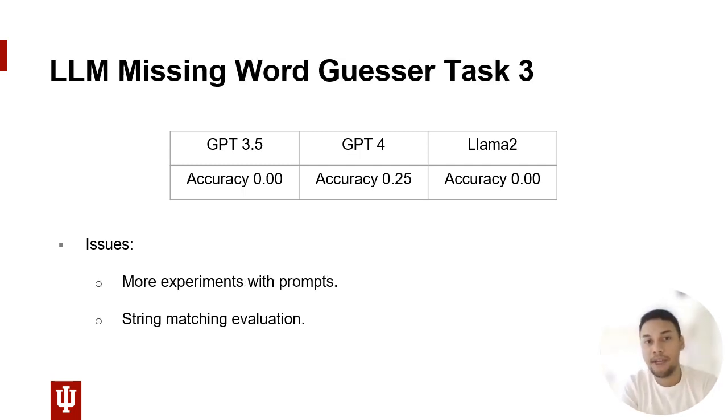Looking at task 3, we note as well that GPT 3.5 and Llama 2 have a 0% accuracy. GPT-4 has a 25% accuracy. So these results are still very low. And the issues that we have identified were related to the need for more experiments with prompts and improving prompt engineering, maybe, and looking at string matching evaluations.